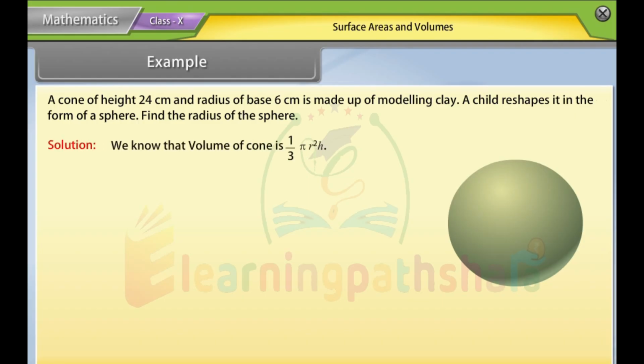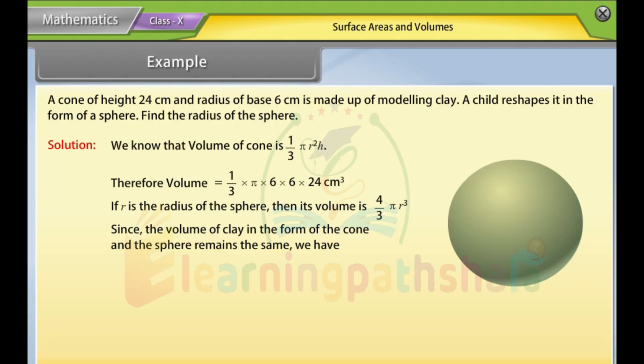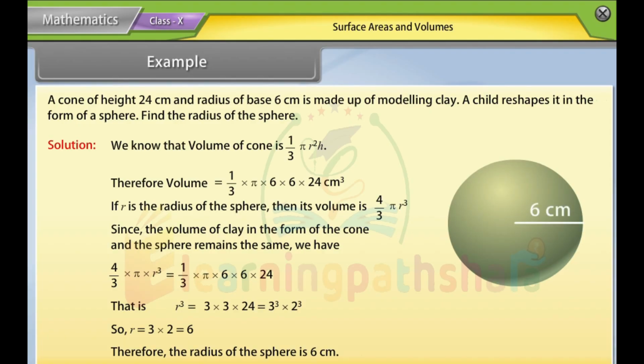Solution. We know that the volume of a cone is 1/3 πr²h, which is equal to 1/3 × π × 6 × 6 × 24 cm³. If r is the radius of the sphere, then its volume is 4/3 πr³. Since the volume of clay in the form of the cone and the sphere remains the same, we have 4/3 πr³ = 1/3 × π × 6 × 6 × 24, so r³ = 216, and r is equal to 3 into 2 is equal to 6. Therefore, the radius of the sphere is 6 centimeters.